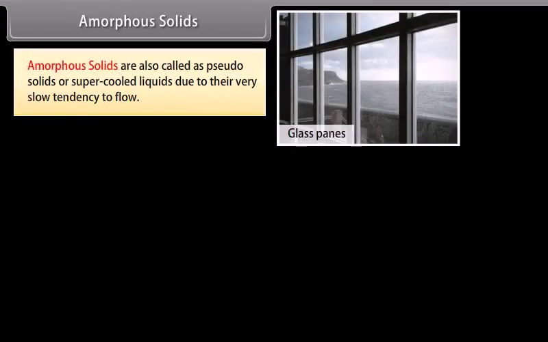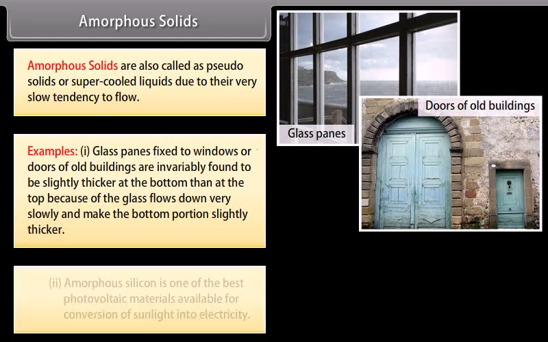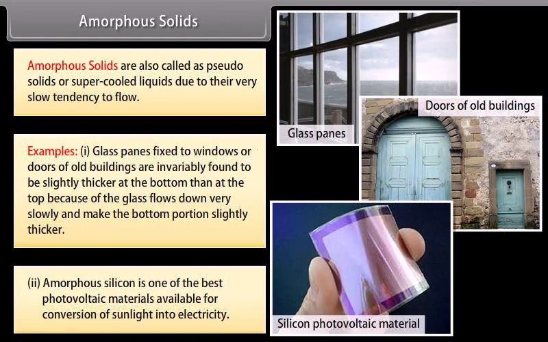Amorphous solids. Amorphous solids are also called pseudosolids or supercooled liquids due to their very slow tendency to flow. Examples. 1. Glass panes fixed to windows or doors of old buildings are invariably found to be slightly thicker at the bottom than at the top because the glass flows down very slowly and makes the bottom portion slightly thicker. 2. Amorphous silicon is one of the best photovoltaic materials available for conversion of sunlight into electricity.